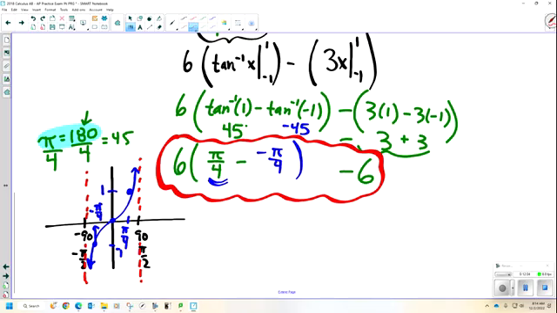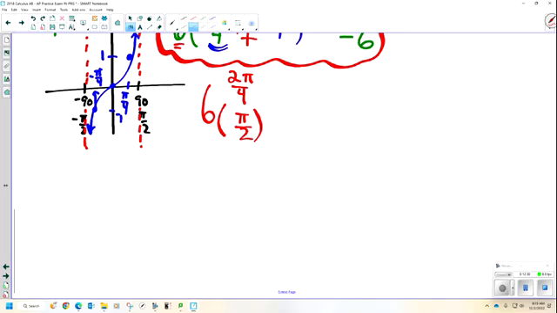Okay, so let's do this here. Subtracting a negative is kind of like adding. Okay, and if I have pi over 4 plus pi over 4, it's 2 pi over 4, which is the same as pi over 2 if I reduce it. But then I'm going to multiply it times 6, right? Don't forget about 6. Now, that 6 is just hanging out there in between both of those.